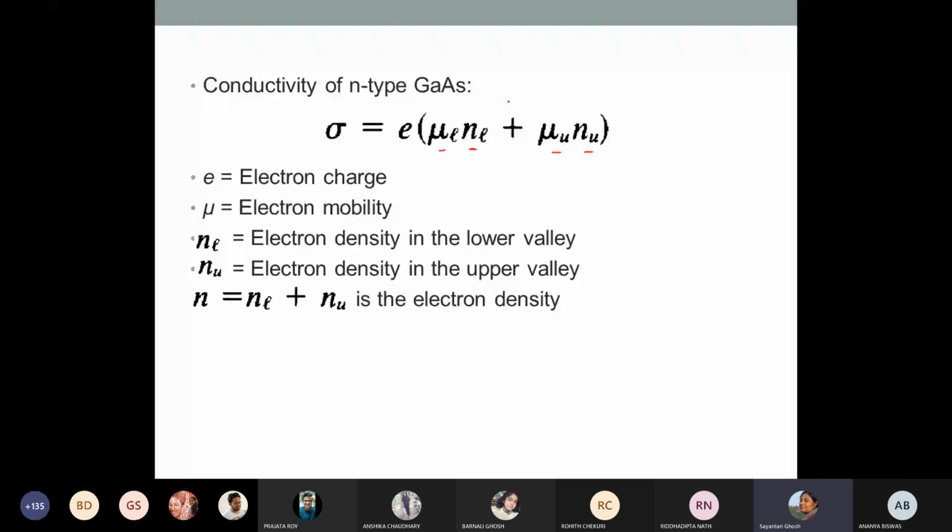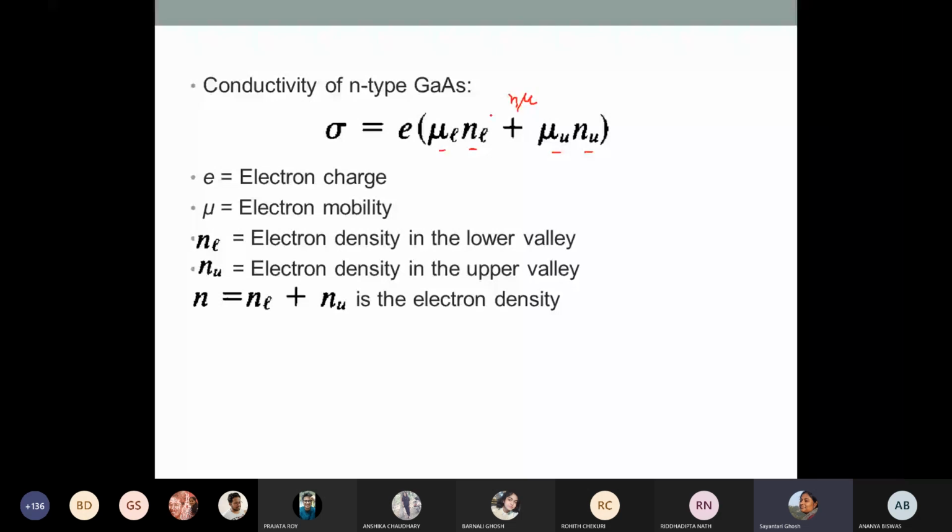N mu E, that was my sigma, as I derived in the last class, you also did that with me. N E mu, it was the expression for conductivity, but for N and mu, we cannot exactly pinpoint the value. So we segment it: some of the electrons are present in the lower valley and some of them are present in the upper valley. Thus, the total conductivity should behave something like this.